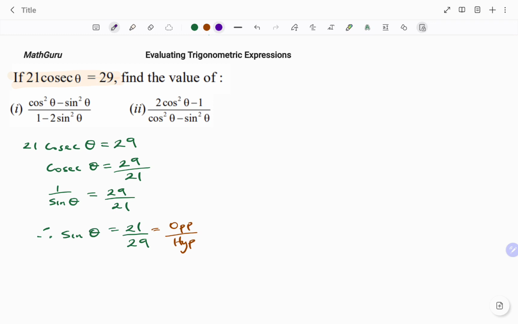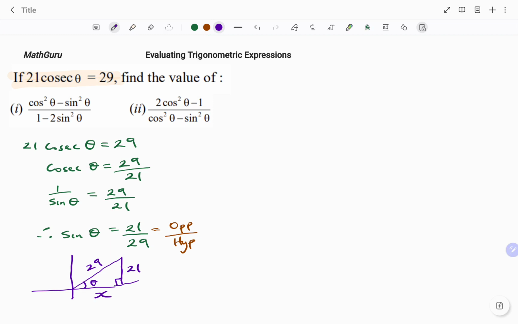So going to my CAST diagram, that's an acute angle, so it's going to be in the first quadrant where all the trig ratios are positive. I have my angle theta as shown. Because sine is opposite over hypotenuse, my opposite is the side facing my angle, so I have that as 21, and then my hypotenuse is 29. I need to find my adjacent before I start working.